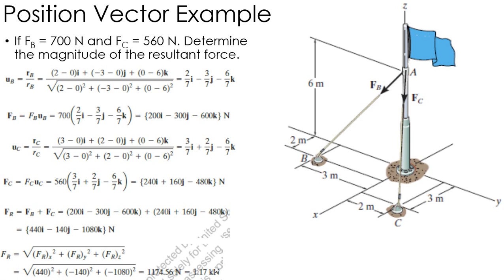So again, you just write each force in Cartesian form, then sum up your x's, y's, and z's to get your resultant force. In order to write those in Cartesian form, you take the magnitude of the force times the unit vector, which is the position vector of the cable going in the direction of the force, divided by its magnitude, which is the length of the cable. Multiply that times the magnitude of the force to give you the force vector written in Cartesian form.